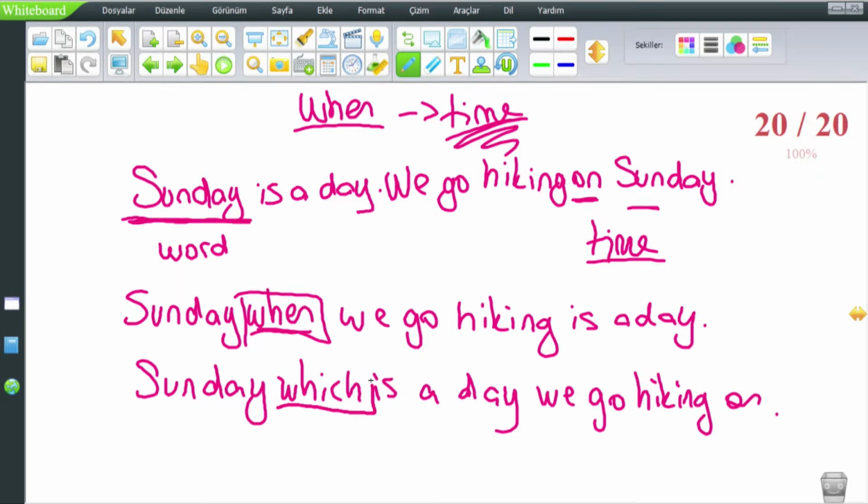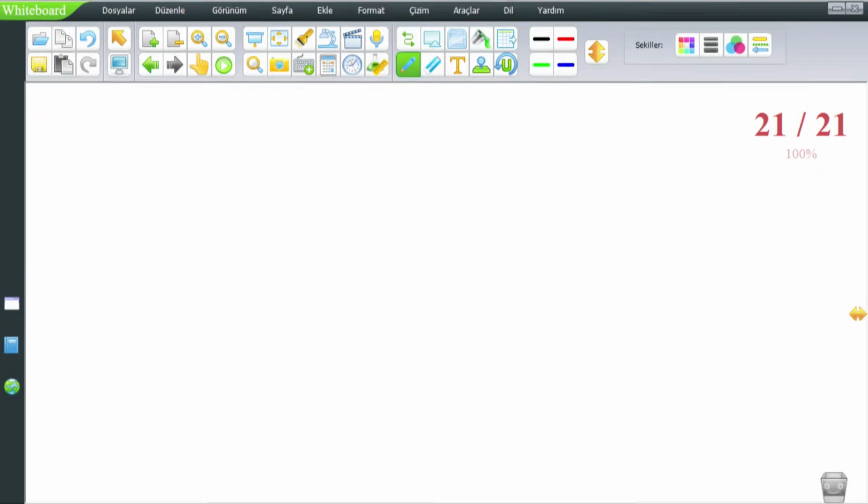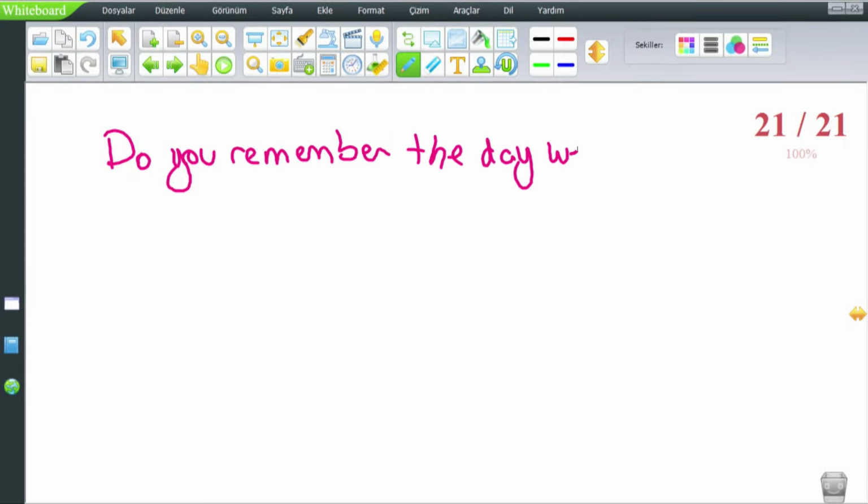And if I wanted to switch places, it would be like this. Do you remember the day we got married? This time, in this example, I gave you the relative clause sentence example on its own. Let's examine this. Do you remember the day we got married?